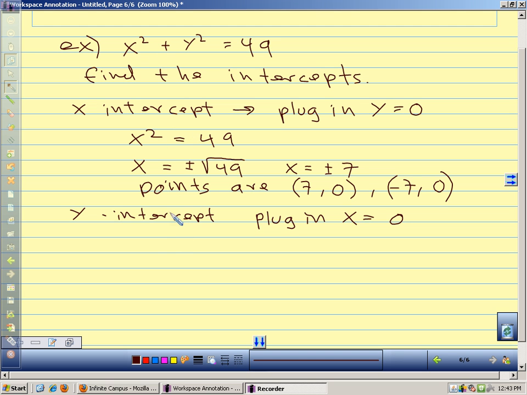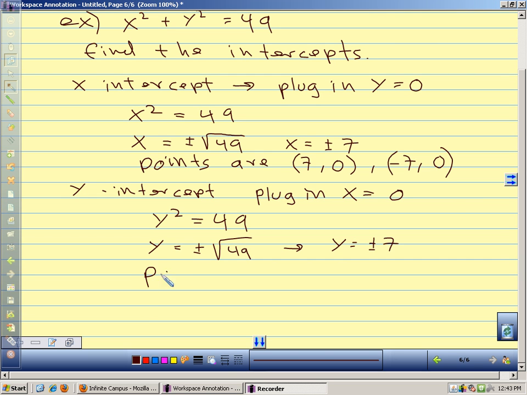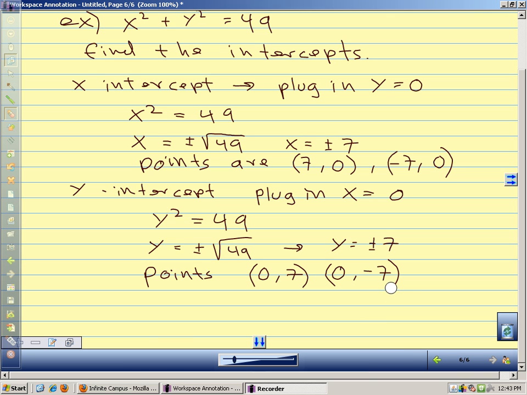So when I plug in x equals 0, I get y squared equals 49, or y equals plus or minus the square root of 49 when I take the square root. So y equals plus or minus 7. And my points are 0, 7, and 0, negative 7. Those are my intercepts. Questions on that?